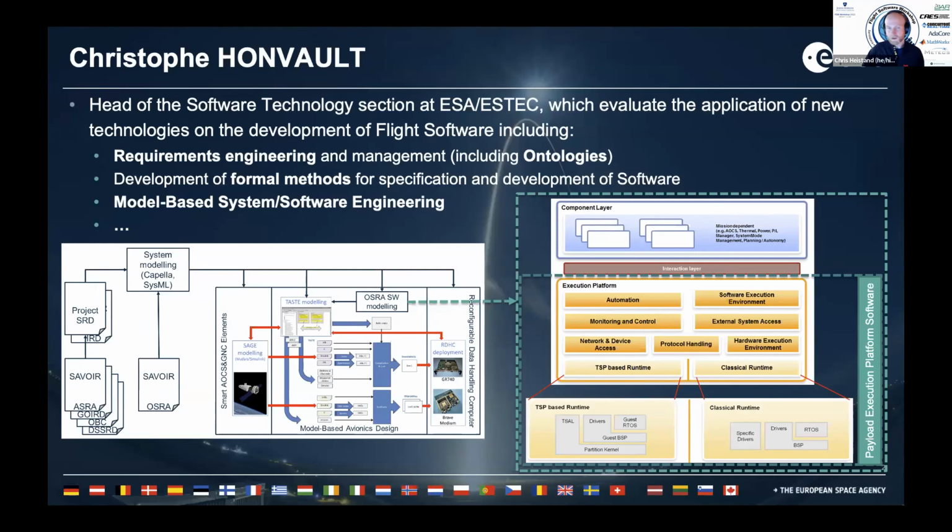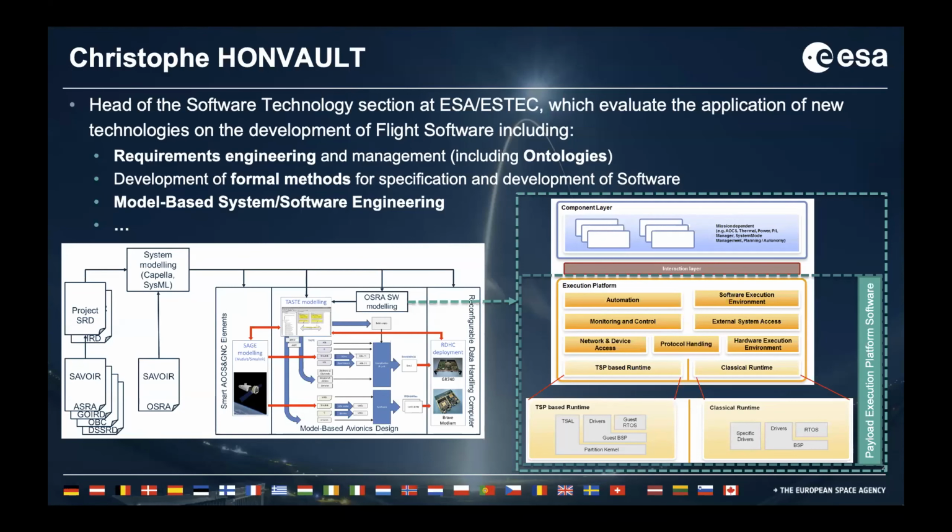First person up is Christoph Hombo. Yes, good afternoon. I don't see my video is working. So I'm Christoph Hombo. I'm the head of the software technology section at ESA ESTEC. And this section is evaluating the technologies that can be used to improve the way the flight software is developed. So we are covering all the aspects of the software development process, starting from requirement engineering and the flow down of this requirement into software.